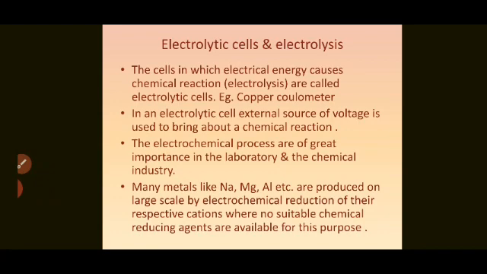Whenever a suitable reducing agent is not available for the reduction of a metal, then electrolysis is carried out. That is, an external voltage or source is applied to bring out the reaction. Now, why is this carried out? This type of cell, the electrolytic cell, is used to get metal of high purity. That is, this method is used for purification of metal.